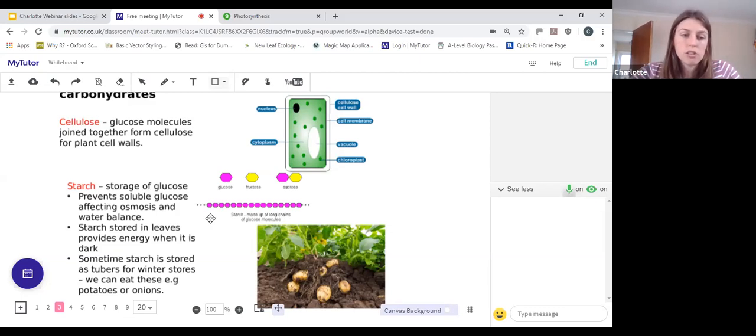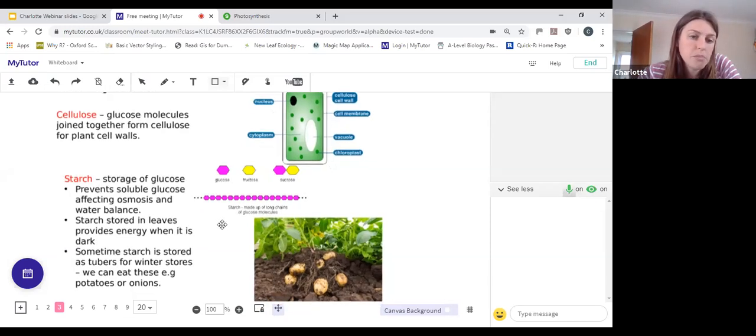That starch, which is usually stored in leaves, can then provide energy when it's dark. Photosynthesis is happening during the day and producing glucose then, but at night when there's no light, photosynthesis stops, but the plant needs to keep respiring because it needs to keep producing energy from that glucose. So starch allows that glucose to be stored, and then it can be broken down into separate glucose molecules at night and used then.